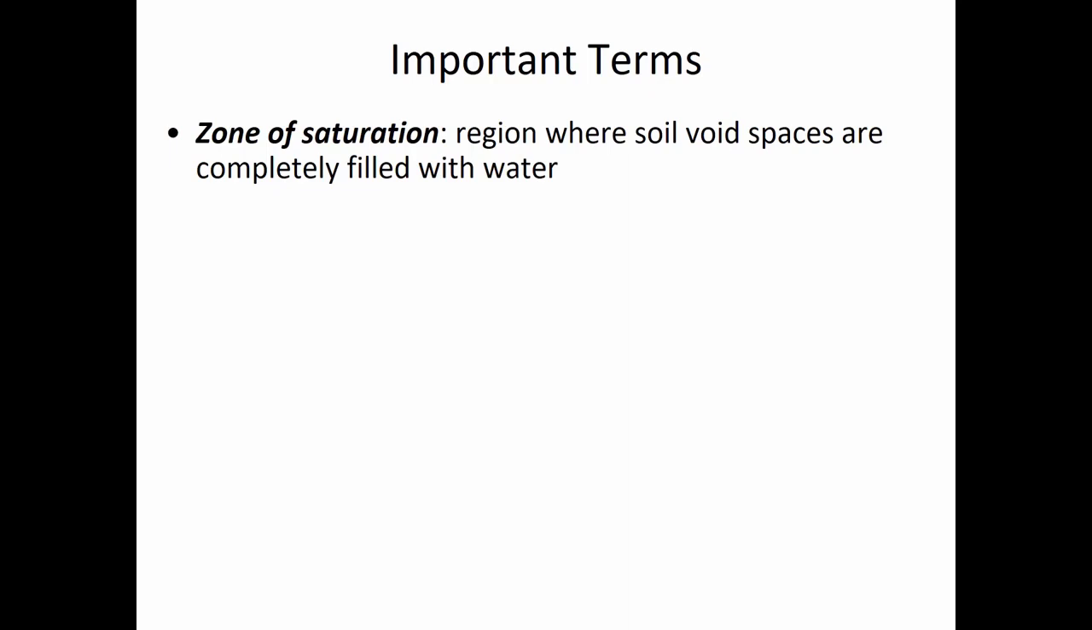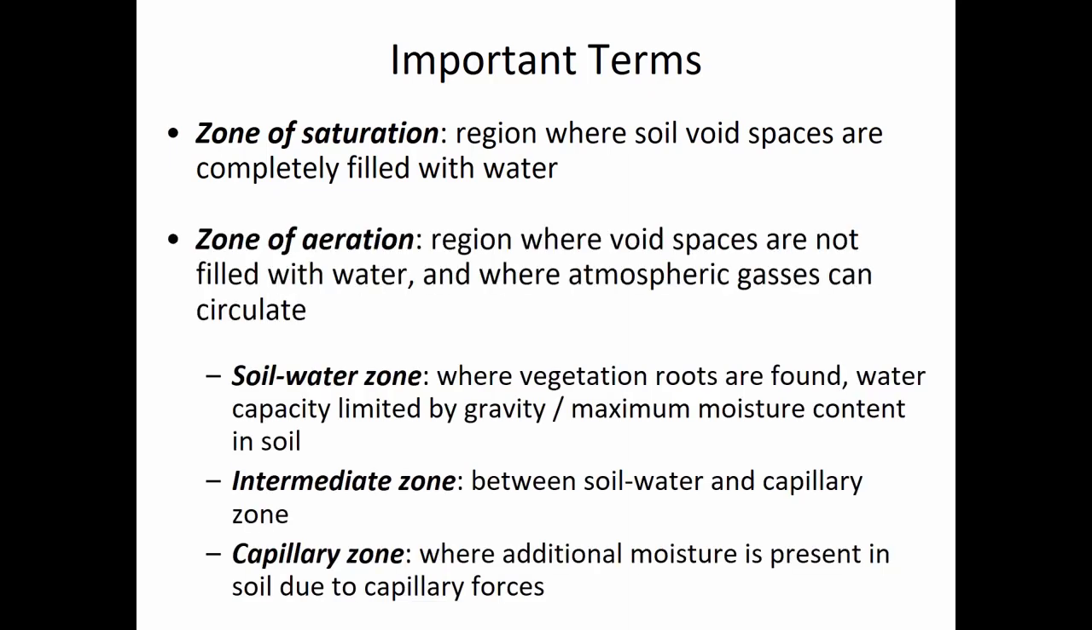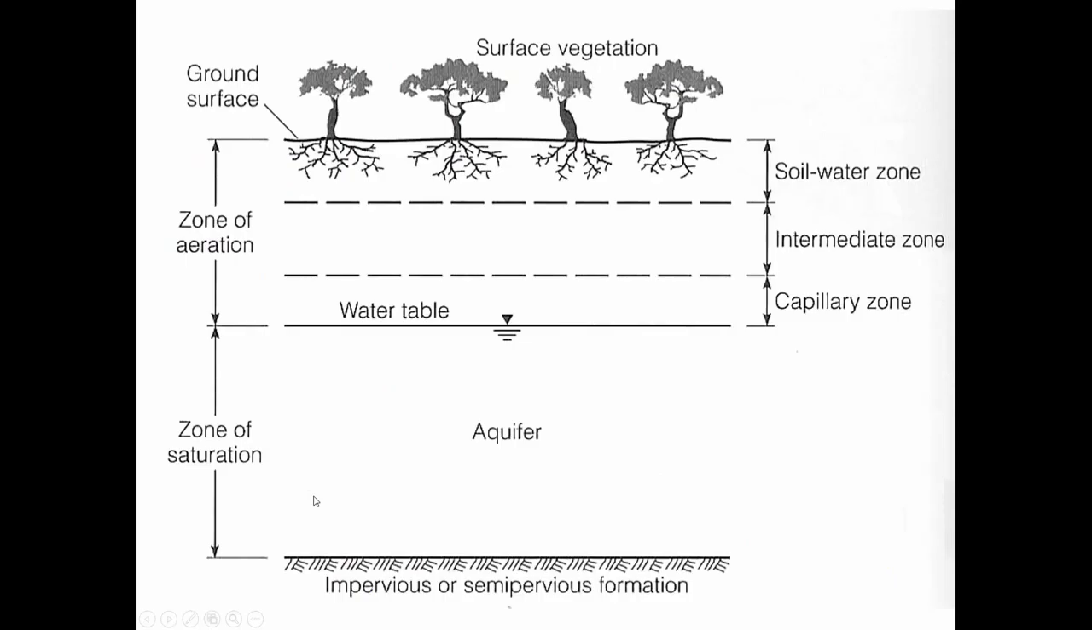The zone of saturation is where all of the void spaces are full of water. The zone of aeration can be broken up into a couple of subzones, but essentially that just means that in the zone of aeration, the voids have air as well as water. The capillary zone is the closest to the water table. The soil water zone is closest to the surface, and the intermediate zone is just in between those two.